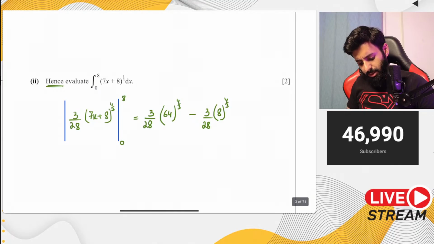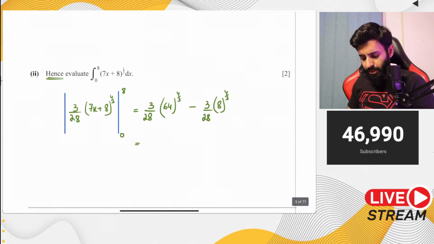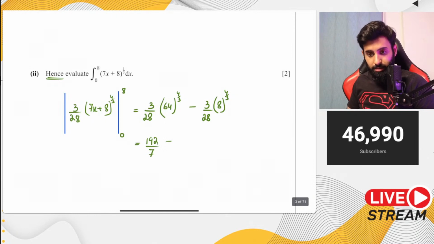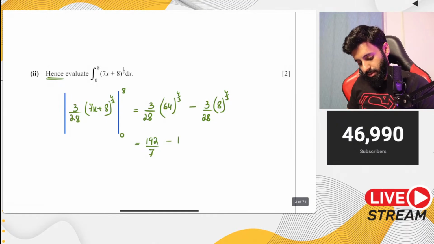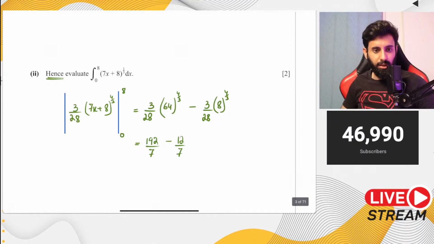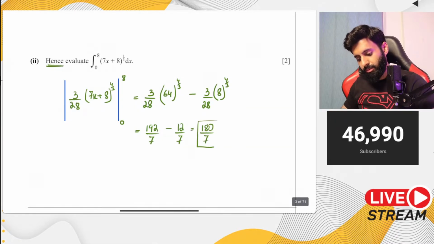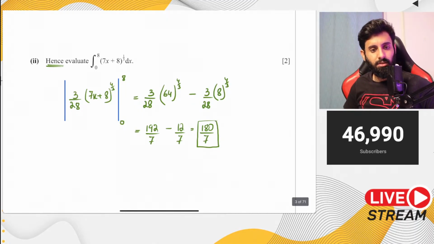Now you can evaluate this using your calculator. Let's work this out. 3 upon 28 multiplied by 64 to the power of 4 upon 3 is equal to 192 upon 7. Minus, let's replace 64 with 8. You get 12 upon 7. So the final answer is 192 minus 12, which is equal to 180. 180 upon 7 is your final answer. And there you go. That's your answer.